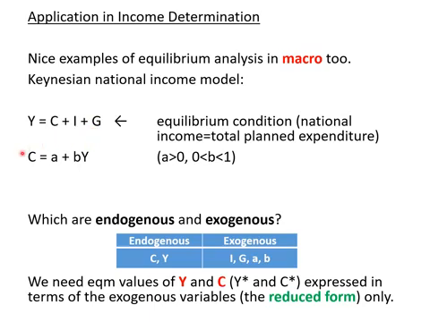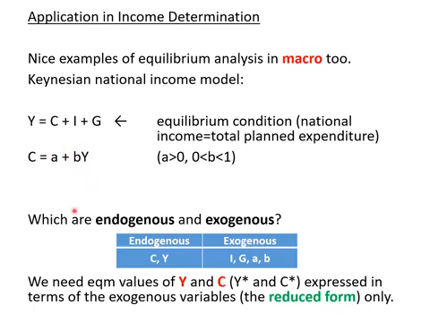And then what we also are given is a consumption function, where we've got A, which would be autonomous consumption, and B, our marginal propensity to consume. And we know that consumption spending is a function of income.